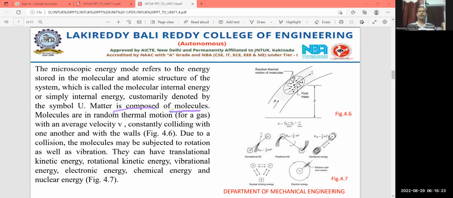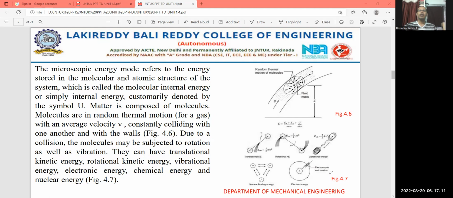Matter is composed of molecules. The molecules are in random thermal motion, for a gas with an average velocity v, constantly colliding with one another and with the walls, as shown in the diagrammatic sketch, figure 4.6. Due to a collision, the molecules may be subjected to rotation as well as vibration. So they can have translational energy, kinetic energy, rotational, vibrational, electronic energy, chemical energy, or nuclear energy. These are all shown in figure 4.7.